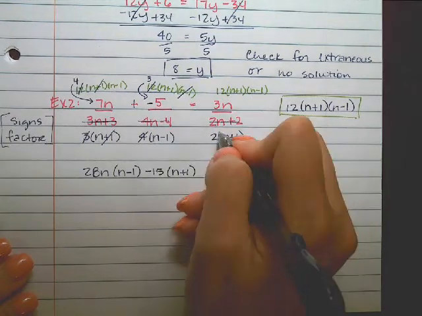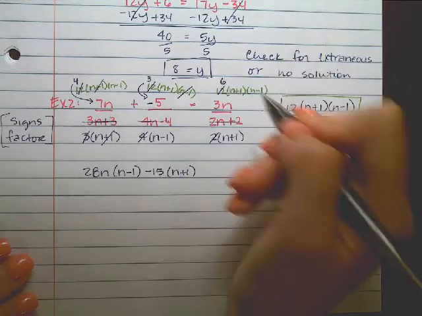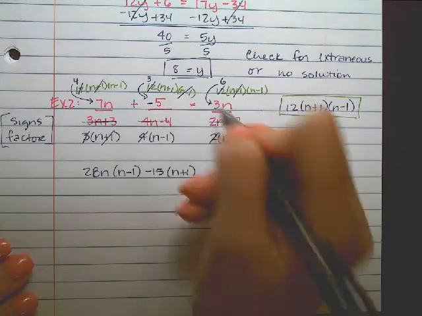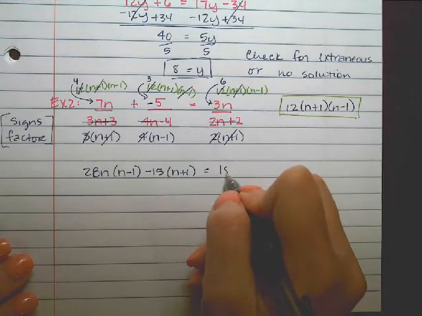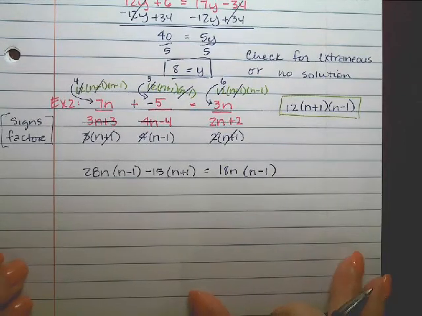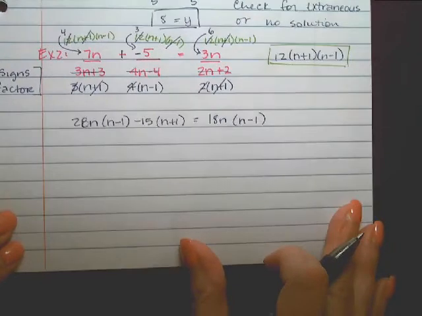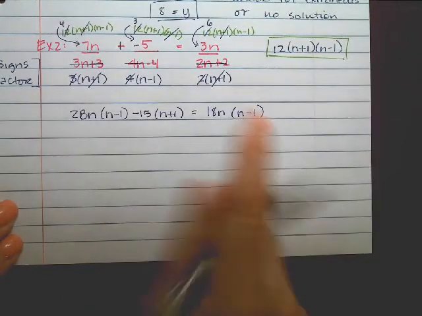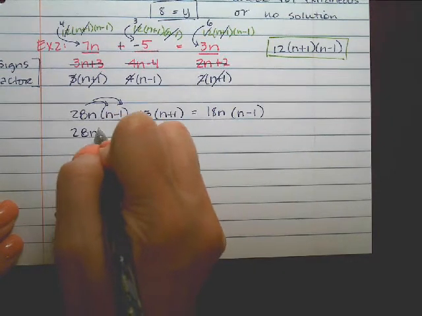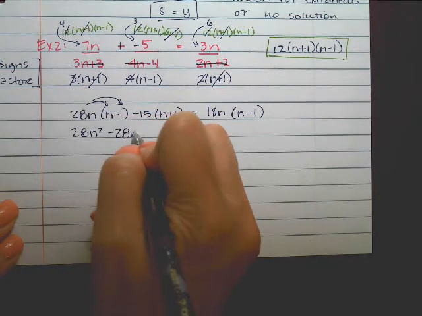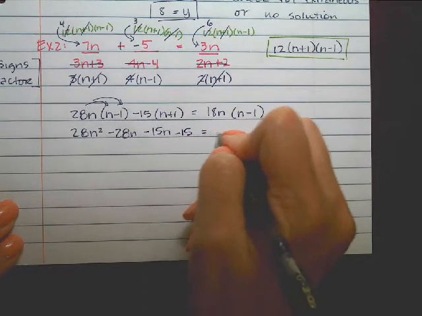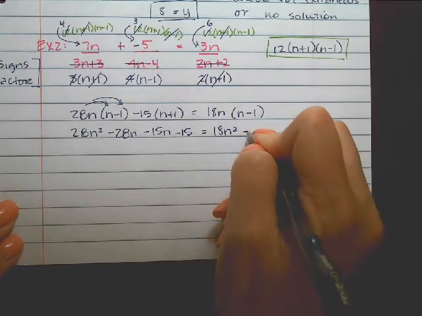On this one, 2 goes into 12 6 times. N plus 1s cancel out. So then you have 6 times 3, so 18n times n minus 1. All cleaned up there. Moving it up a little bit. Now we're going to do the distributive property. We end up with 28n squared minus 28n minus 15n minus 15 and 18n squared minus 18n.